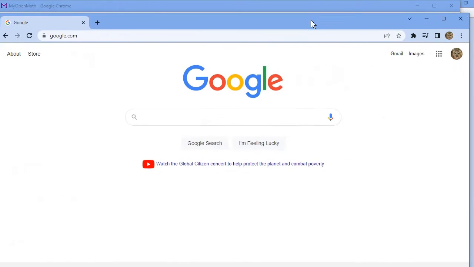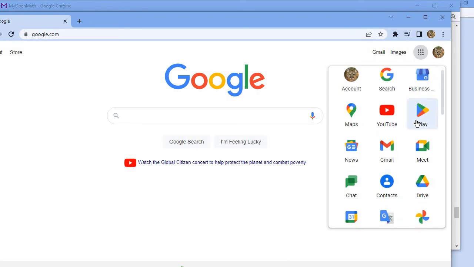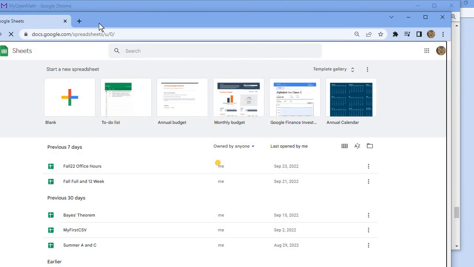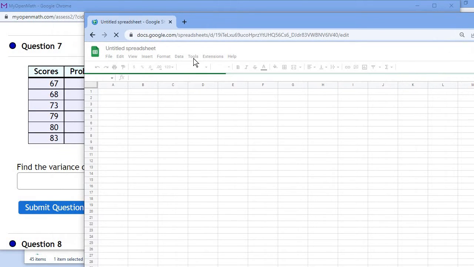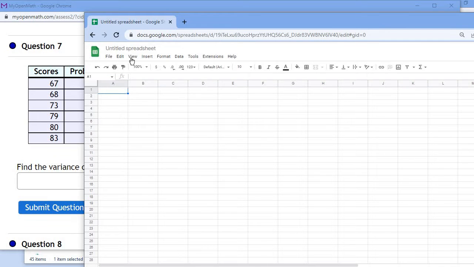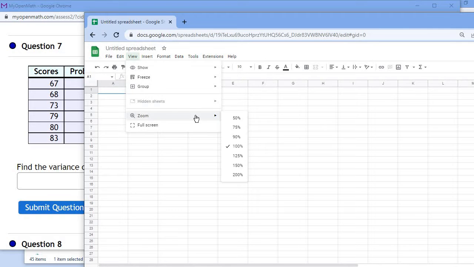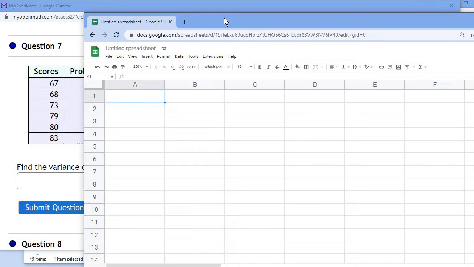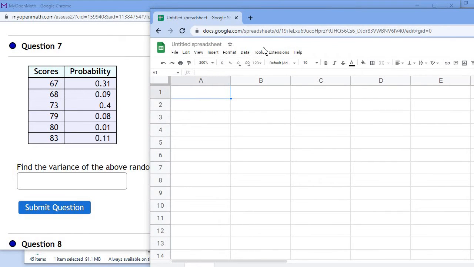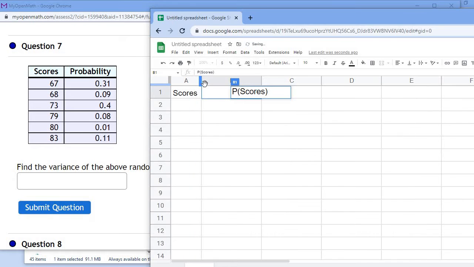And so I'm going to go to Google, go up to that waffle, open up Google Sheets, and then I'm just going to open up a blank sheet. Alright, let me zoom in a bit here. Zoom to 200%. Alright, so I have here some scores. So I'll put scores. And I have the probability of getting those scores. P of x, or the probability of scores in this case. So we have the scores and we have the probability of getting those specific scores.